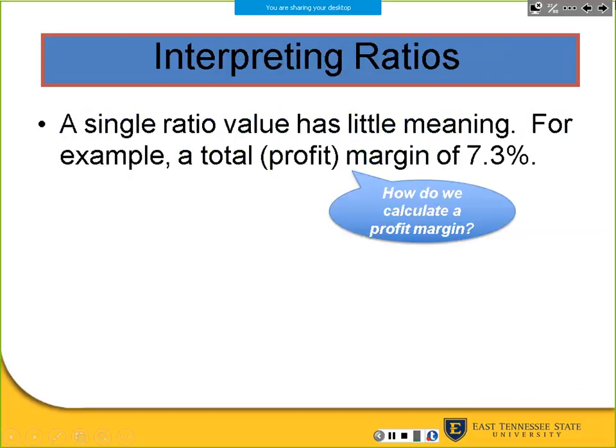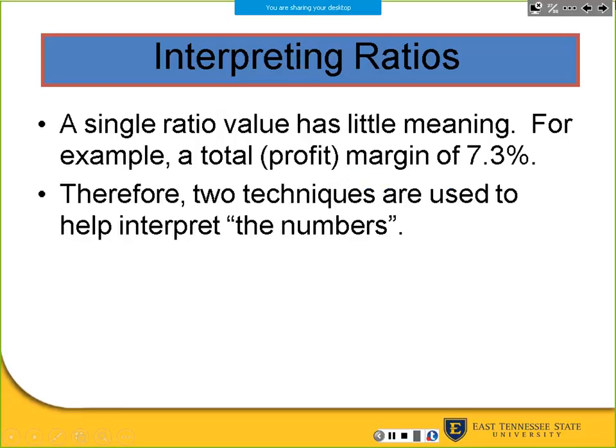So we start to look at interpreting these ratios. Like I said, we're going to walk through several, and I'm going to show you how to calculate them, but we have to go beyond calculating these different ratios and really interpret what the data is telling us. So if we have a total profit margin of 7.3%, well, that's great, I guess. What does that really mean to us? It has very little meaning. So how do we interpret what these numbers are?